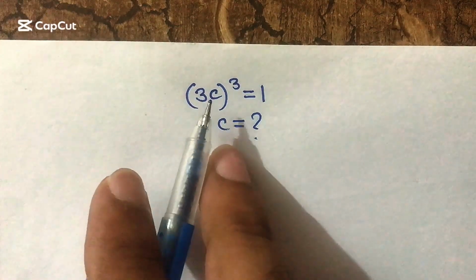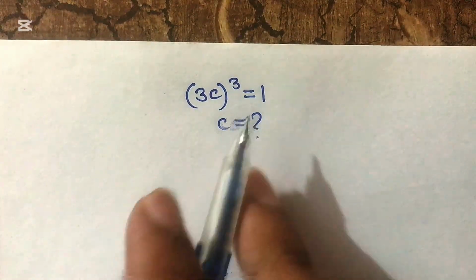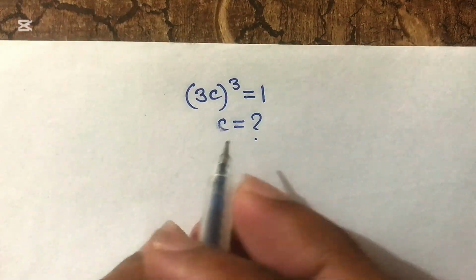Today we have (3c)³ = 1. So c is equal to 1. Let's solve this problem.